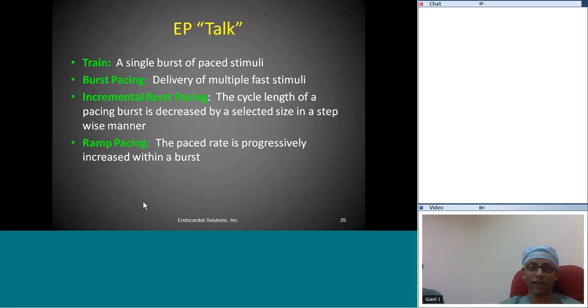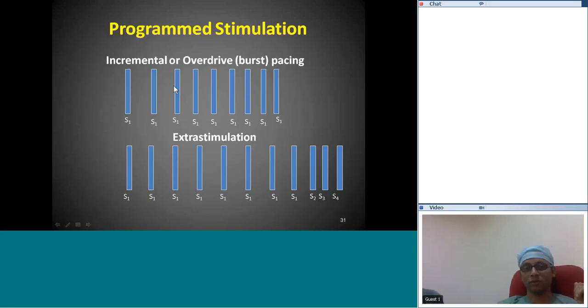And then we have other terms. We talk about a train, that is a single burst of paced stimuli. I'll come to that because we talk about all of these things: incremental burst pacing, ramp pacing, burst pacing. So what do we do with the incremental or overdrive burst pacing? We give continuous stimuli. I would start at 500 milliseconds, then come to 480 milliseconds, then come down to 460 milliseconds. This is to see whether your antegrade or retrograde conduction is good enough.